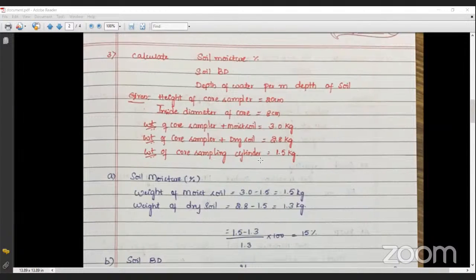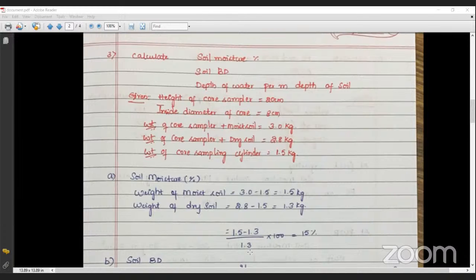Earlier what I have explained, for moist soil plus core sampler, we have to subtract the core sampler weight, which they have given as 1.5 kg. Moist soil is 3 kg minus 1.5 kg, it will give 1.5. 2.8 minus 1.5, that is dry soil minus sampling cylinder, gives 1.3. So 1.5 minus 1.3 divided by 1.3, that is wet weight minus dry weight divided by dry weight.